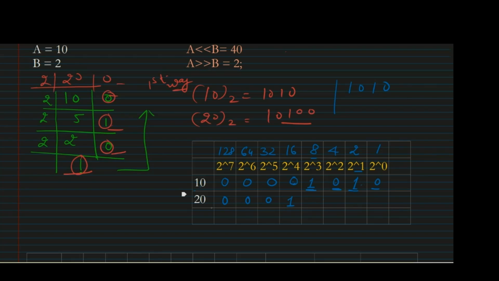So now out of 20 we got 16. So we still need 4. Where can we get the 4 from? Here we have. So just mark it by 1. So the rest all is 0. So if you can see over here, 16 plus 4 is 20. So the binary for 20 will be 1 0 1 0 0.